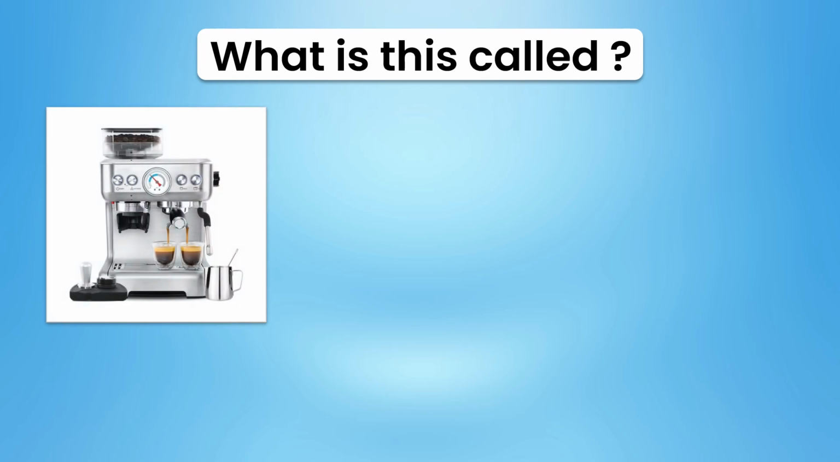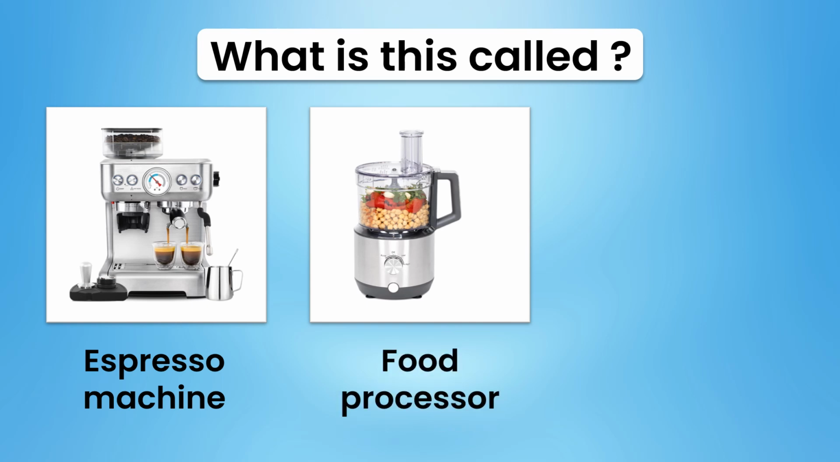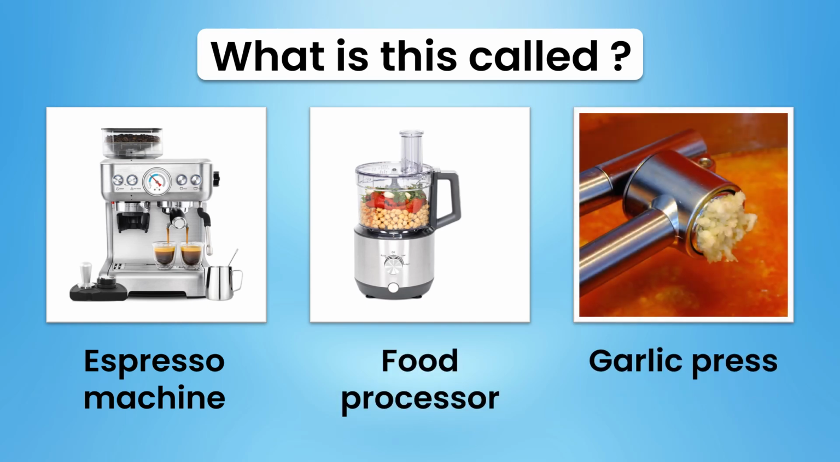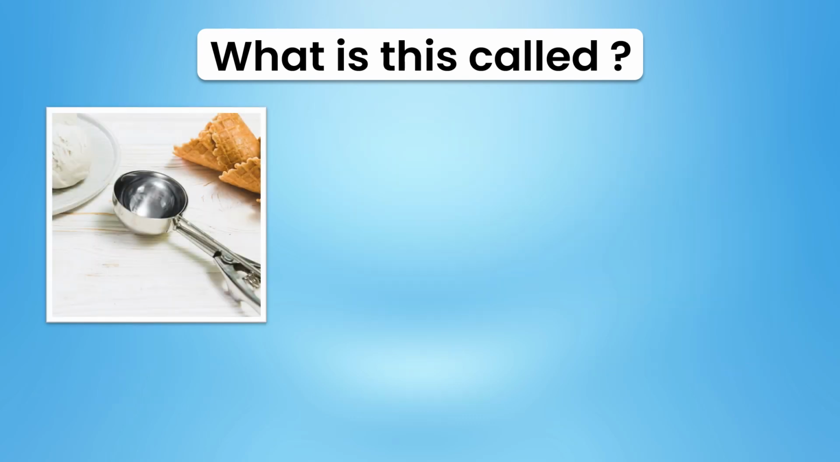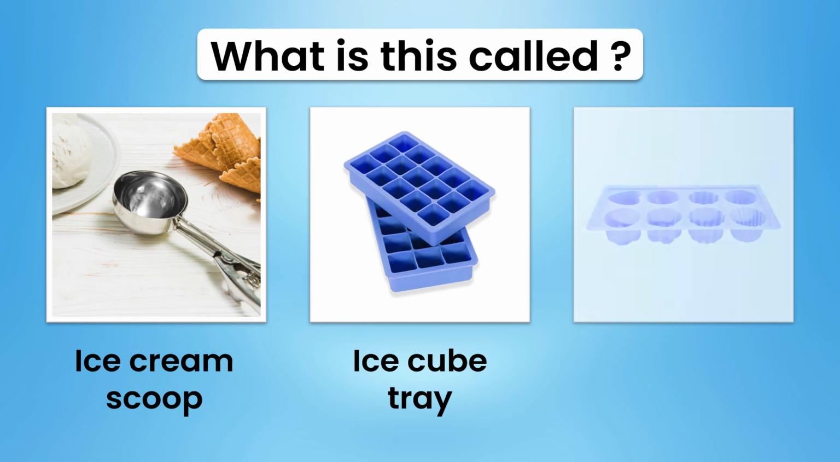What is this called? Espresso machine. Food processor. Garlic press. What is this called? Ice cream scoop. Ice cube tray. Jelly mold.